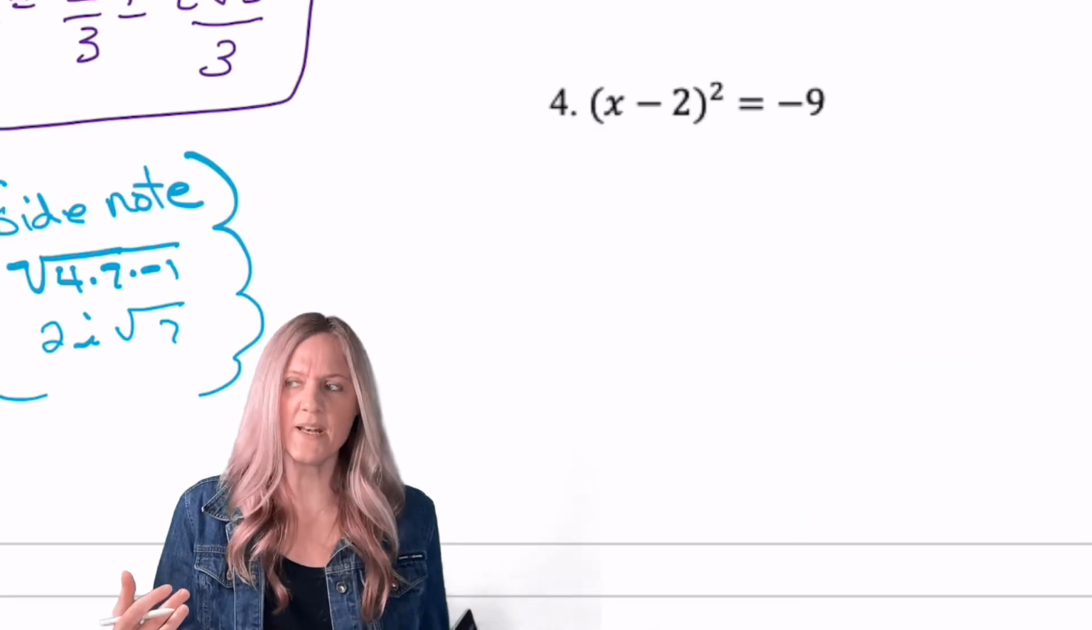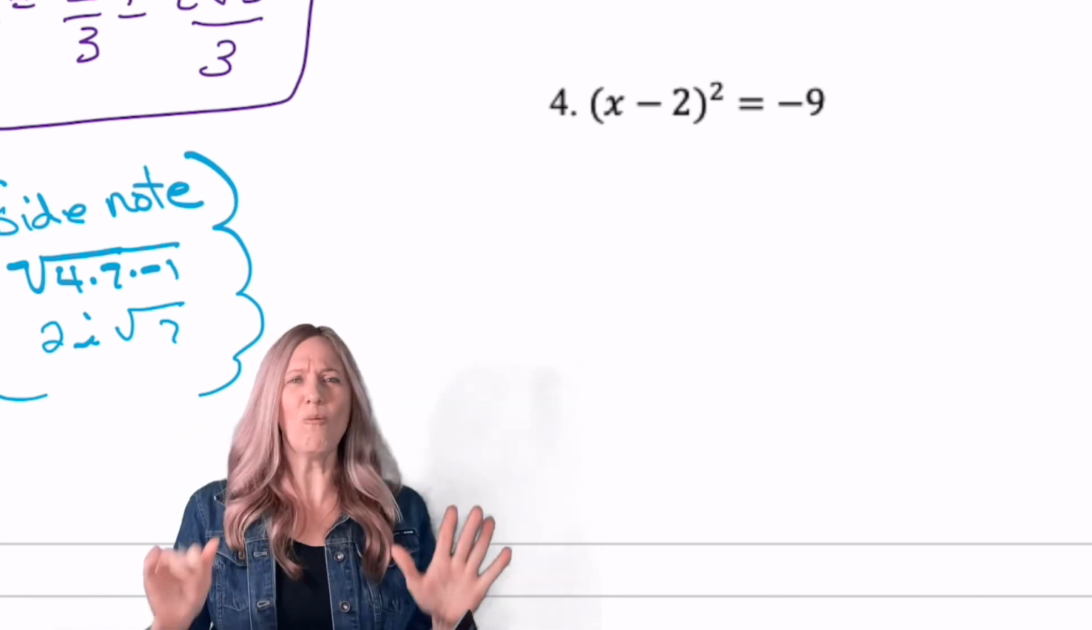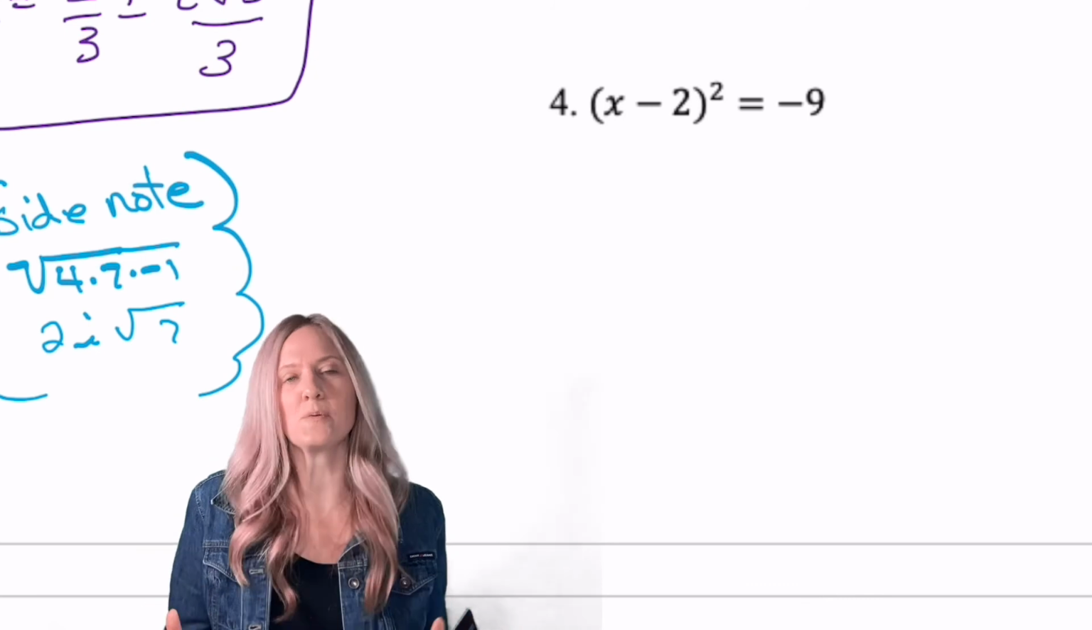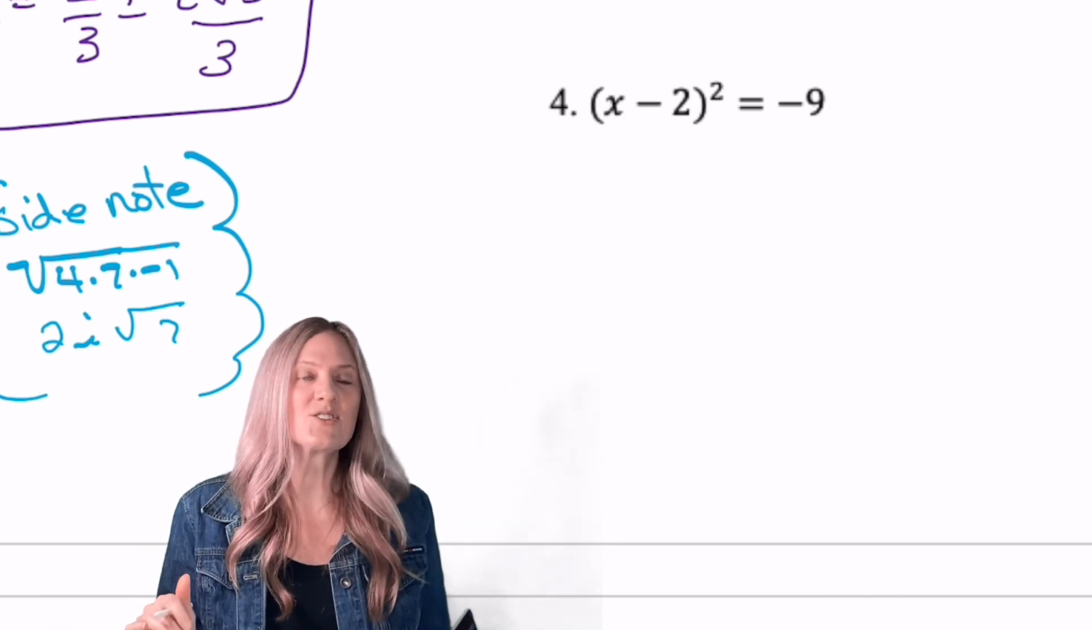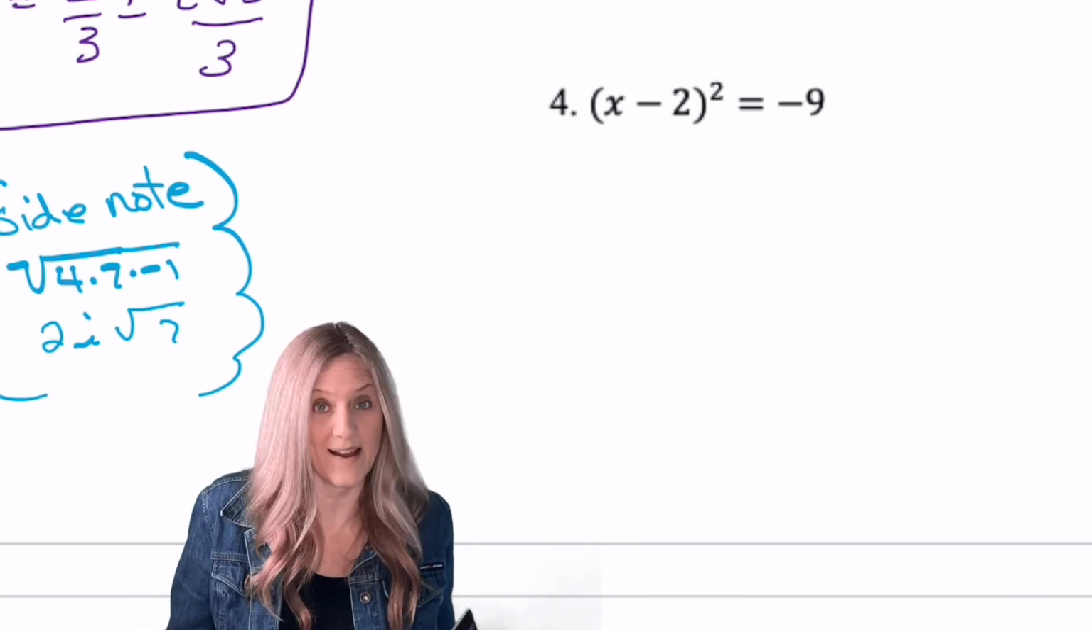Number 4, x minus 2 times x minus 2, and then I'll add the 9 and move it over. Whoa! Why would we do that? We have x minus 2 quantity squared. There's nothing else around it. I can just square root right now.